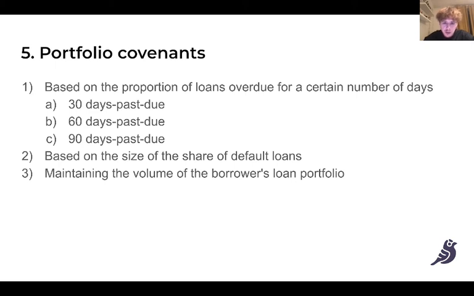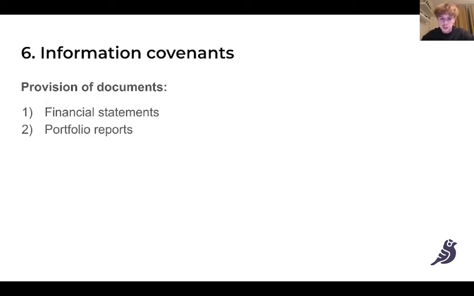Another portfolio covenant is maintaining the volume of the borrower's loan portfolio. For example, a Goldfinch borrower must have a specific number of loans issued to its borrowers at each time the agreement is in effect. The next type is information covenants.